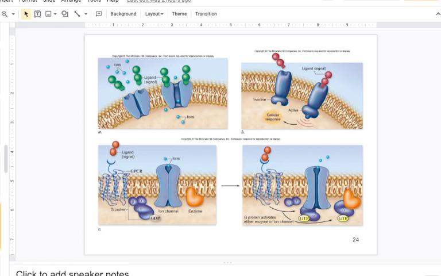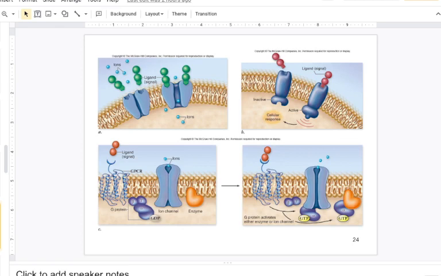Okay, and here is our ligand-receptor activating the enzyme. We have the ligand binding to our receptor, which activates the enzyme and allows the cell to respond. Whatever this enzyme is, it allows a chemical reaction to happen inside of the cell.